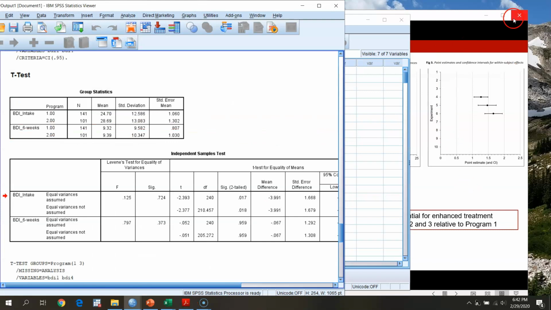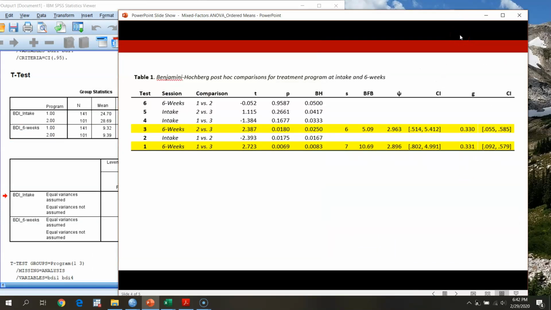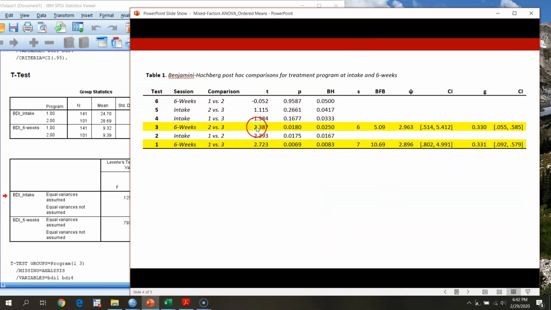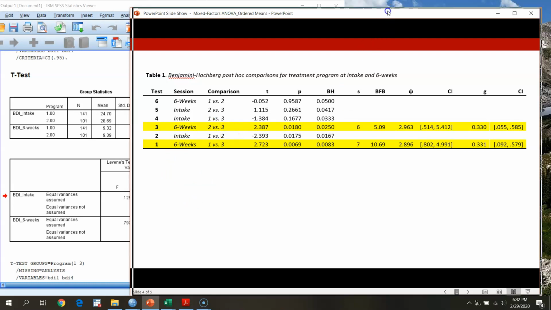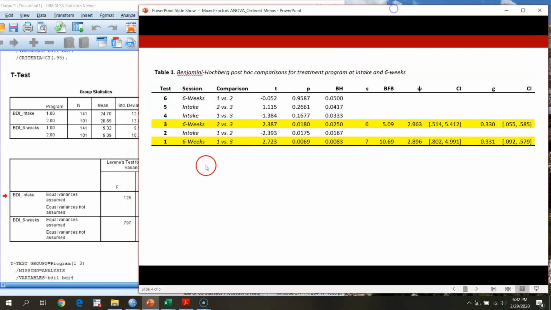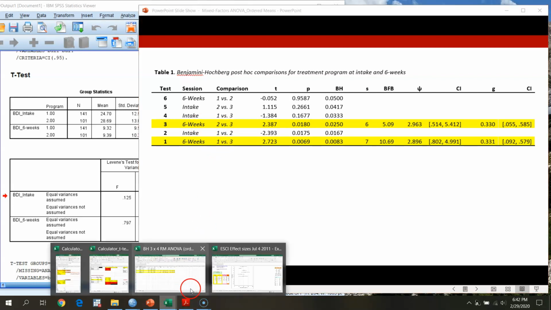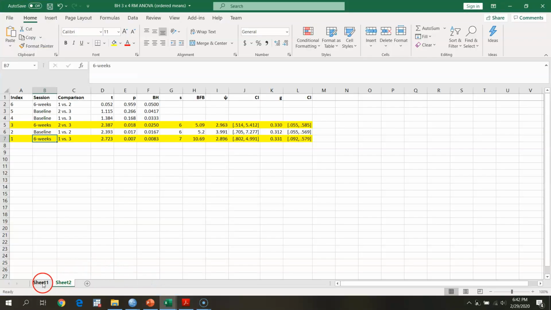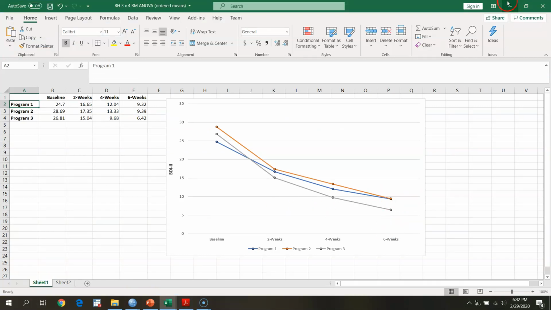We go down and paste this table in. This is where we got our Benjamini-Hochberg, and we've highlighted the fact that the 2 tests that are giving us the most confidence that we do have evidence of something even under more stringent control are the difference between program 2 and 3 at 6 weeks and 1 and 3 at 6 weeks. And this is important because both of these tests correspond to differences at where people finish up.